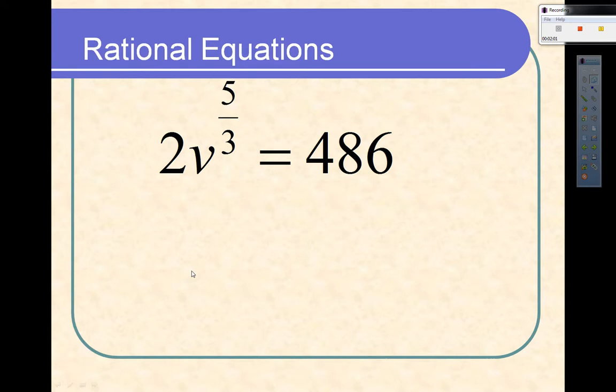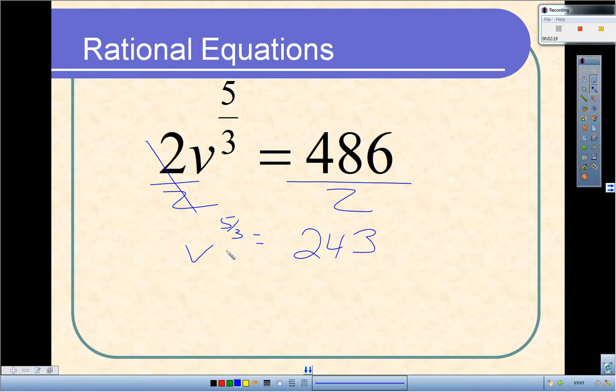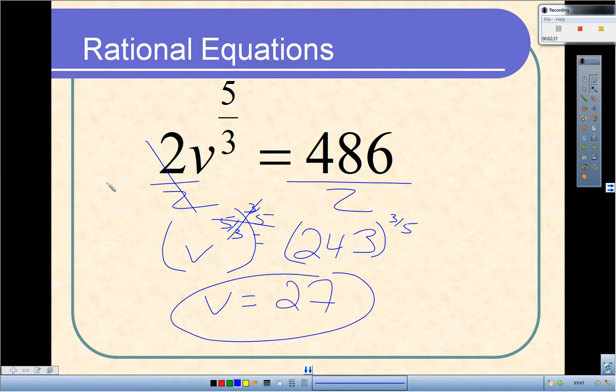Alright, for the next one, notice that my variable is z, and there are no parentheses, so I need to isolate the variable. So the first thing I'm going to do is divide by 2. So that will leave me z to the 5/3 power equals 486 divided by 2, which would be 243. Now that the variable is isolated, I can raise it to its reciprocal power. So the reciprocal of 5 over 3 would be 3 over 5. The power and its reciprocal cross out, and so I have 243 raised to the 3 over 5 power, and that gives me 27.